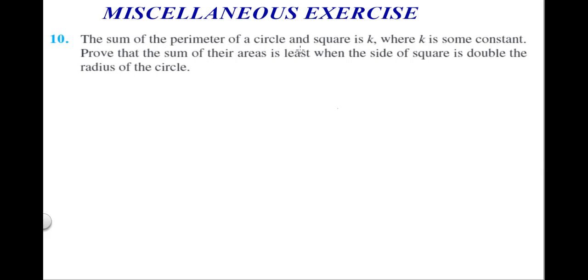The sum of the perimeters of a circle and a square is k, where k is a constant. The perimeter of the circle is 2 pi r and of the square is 4x. Right? This is what is given, and this is what you have to use. The sum of their areas is least.